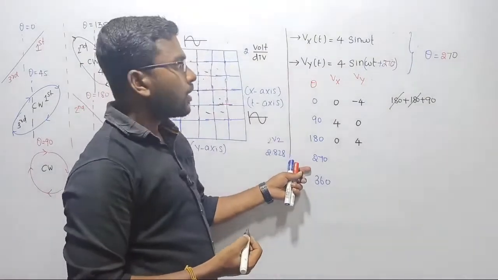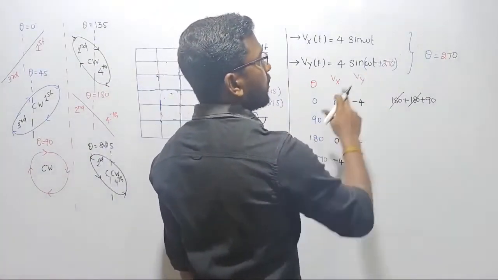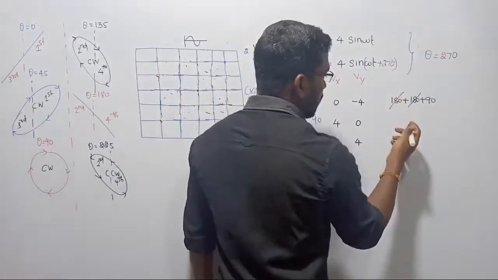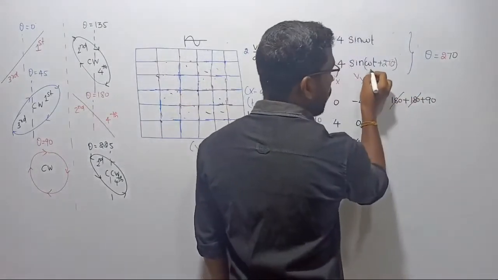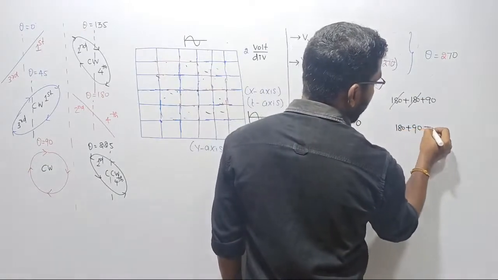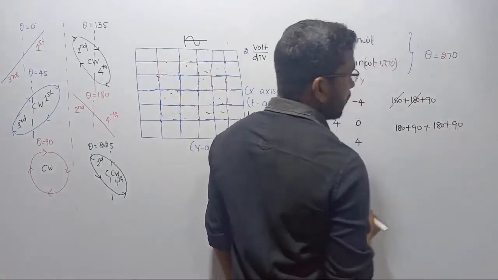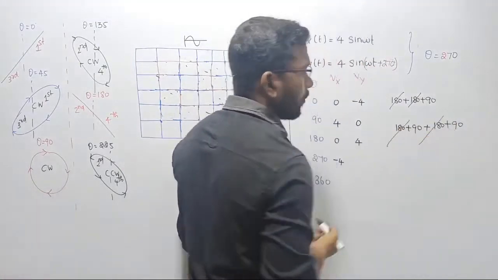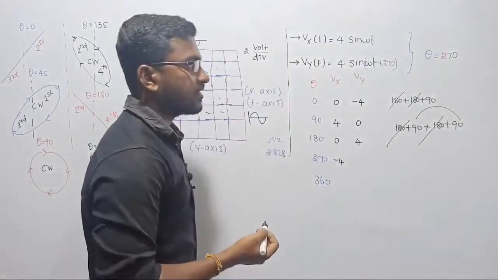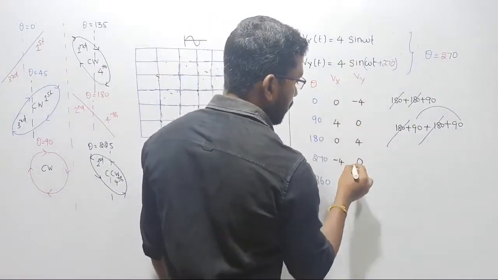At 270, sin 270 is minus 1, so minus 1 times 4 is minus 4. At 270, 270 plus 270 will become 540. Right? 540 can be broken down like this: at omega t equal to 270, 270 can be written as 180 plus 90, am I correct? Plus one more 270, which can also be written as 180 plus 90. So 180 plus 180 becomes 360, that is 0 degree. 90 plus 90 will become 180. Sin 180 is 0, and 0 times 4 is also going to be 0 only.